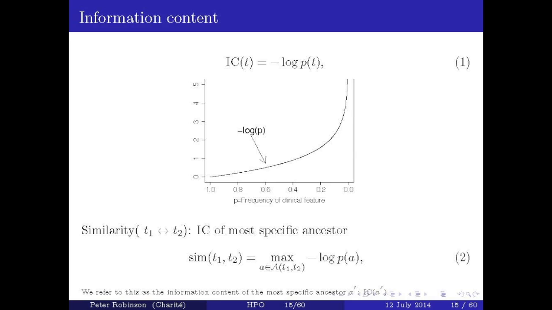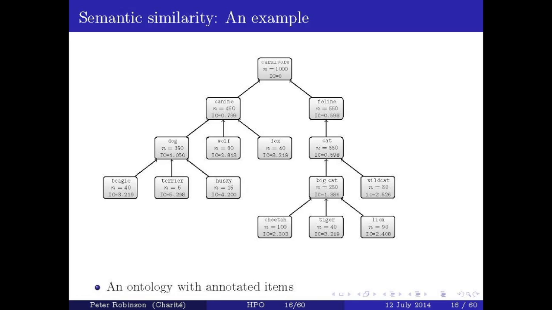And okay, so how do we use that to work? Well, let's take a look at this mini ontology. I'll just run you through this. So this is, let's say, a database of carnivores, I've got 1,000 items in my database, and these are specific items. So here's Beagle, Terrier, Husky, and so the frequency, the probability of Beagle is 40 divided by 1,000, which corresponds to this information content. One thing is that these 40 annotations get inherited up.